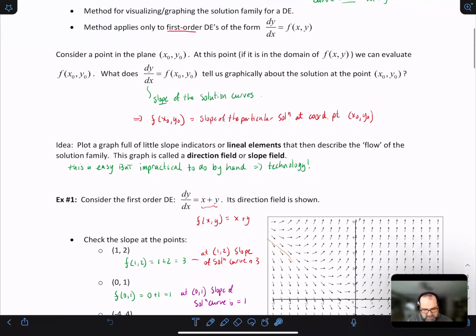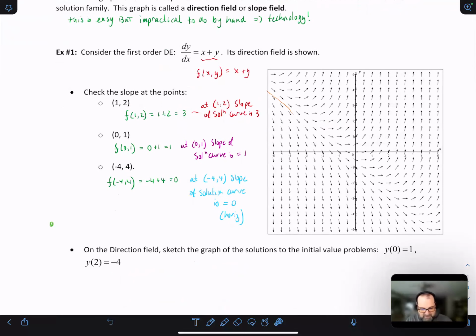So here is an actual fairly simple example. Let's consider the first order DE, dy dx equals x plus y. I claim that this graph right here is indeed its direction field. We don't really want to do this direction field by hand. It looks like there's about 20 slope indicators horizontally and about 20 vertically, so you'd have to compute and plot 400 slope indicators to fill out a coordinate plane like this.